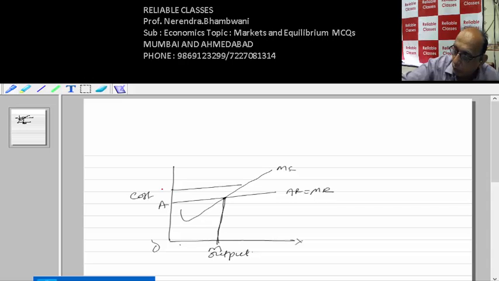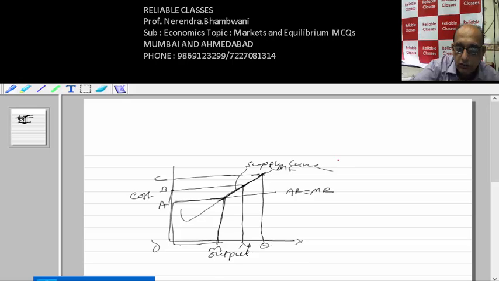Now what happens if the price rises to OB? Then this will be the intersecting point, and you will supply ON. If the price rises to OC, then this will be the supply, and you will supply OQ. So at OA our supply is OM, at OB it is ON. This rising part of the marginal cost curve is nothing but what? Supply curve. Okay? Did you understand? At this intersection, OM is supplied.